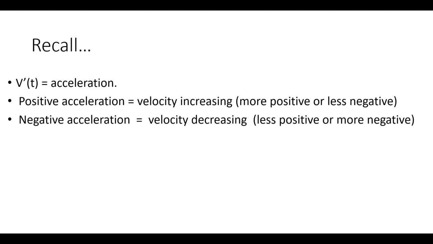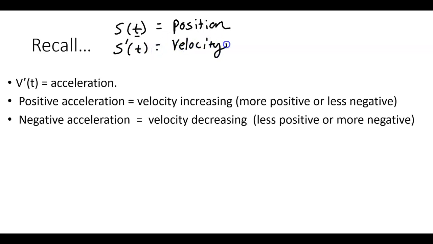So if I were to tell you that S represents position, in other words, if you were to plug in some given time to this function here, the output would tell you where the object is located, then S prime is equal to velocity, which we can call v of t, and that will tell you the velocity of the object at a given time. And if you take the derivative of the velocity, that tells you acceleration.